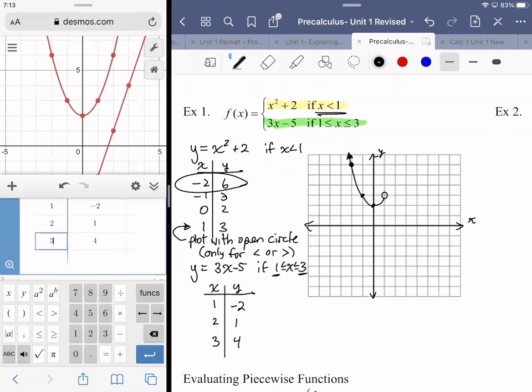All right, so that's one piece of the graph, right? Emphasizing the piece part of it because it is a piecewise function. The other piece, we would plot -1, I'm sorry, 1, -2, 2, 1, and 3, 4. Now these are ordinary points. Again, the only time you need to worry about open circles is when you're dealing with greater than or less than symbols. Everything else gets plotted with solid points. All right. Now this starts at 1 and ends at 3. Does not go on forever. So I don't continue the trend. I just connect these dots and call it a day.